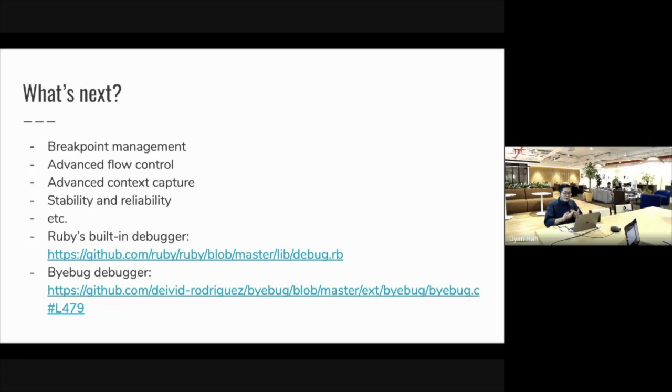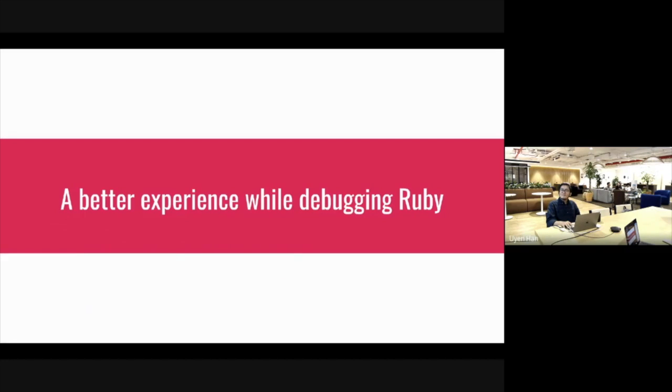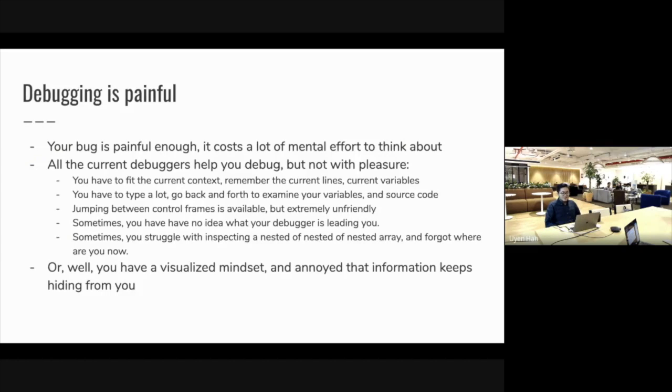So if you are really interested in building a debugger, you can look at the Ruby built-in debugger, which is under Ruby support, or you can read the source of Ruby's debug gem, which is implemented in C. Yep, a little bit hard to read, but it still works. So right now we already have built a Ruby debugger, and we know that you already use the debugger a lot. However, it is really, really painful to debug something.